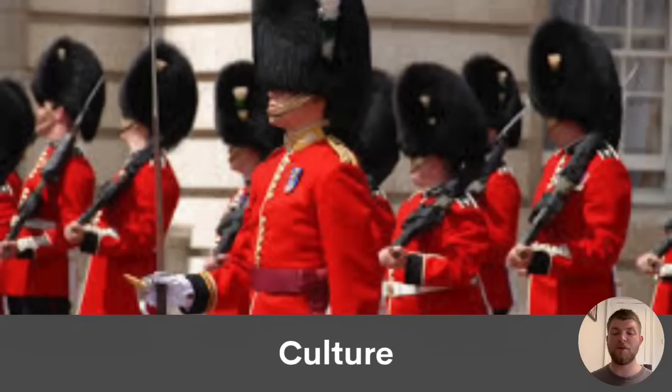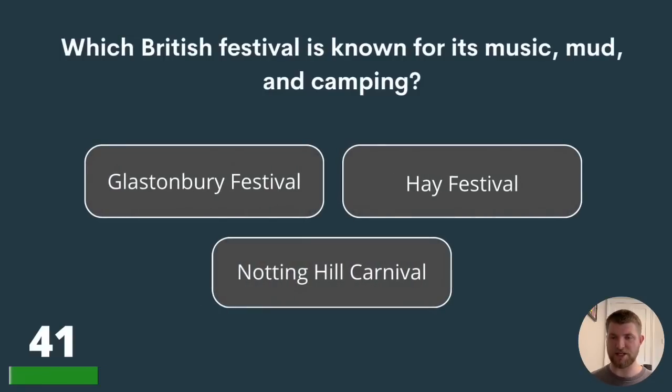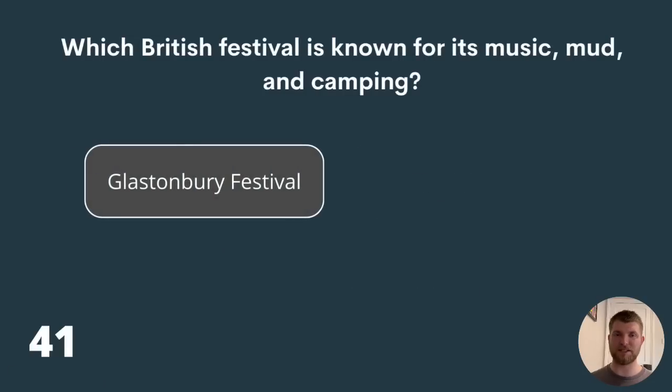On to some questions about culture now. British culture, the little amount we have. Here's question 41. Which British festival is known for its music, mud and camping? Glastonbury Festival, Hay Festival or Notting Hill Carnival? Which is known for its music, mud and camping? The answer is Glastonbury Festival.